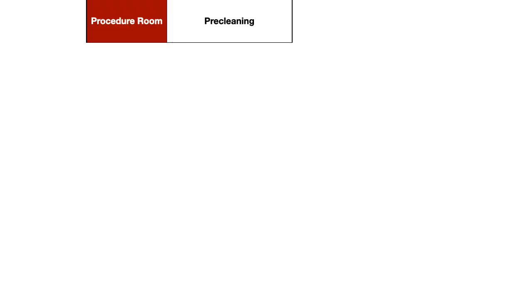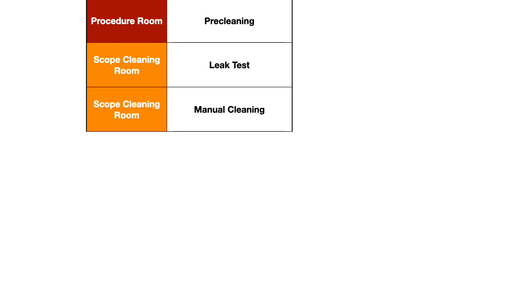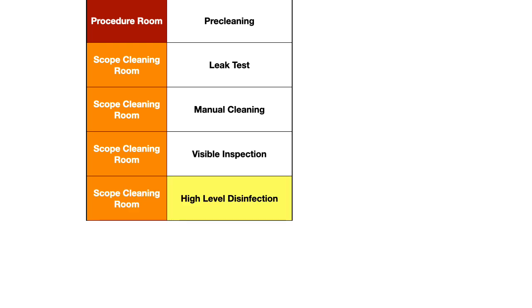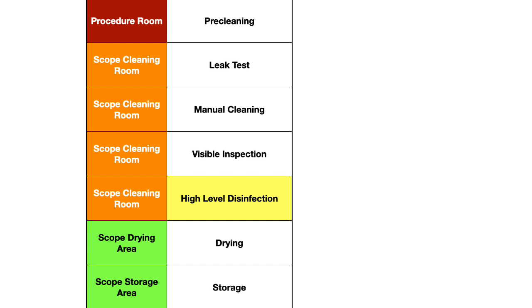So before we come to high-level disinfection, the endoscope has to go through a series of steps. In the procedure room, pre-cleaning, and once the endoscope is brought into the scope cleaning room, a leak test, followed by manual cleaning and visual inspection for any damages. And if there are no damages, then it can go to high-level disinfection. Following that, drying and storage.